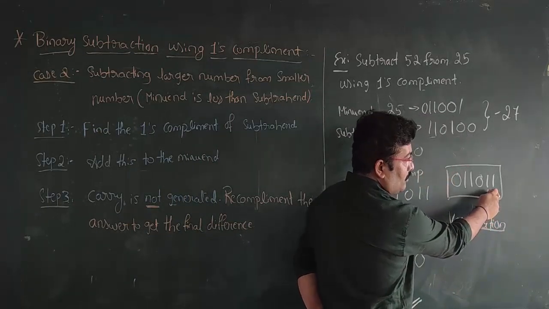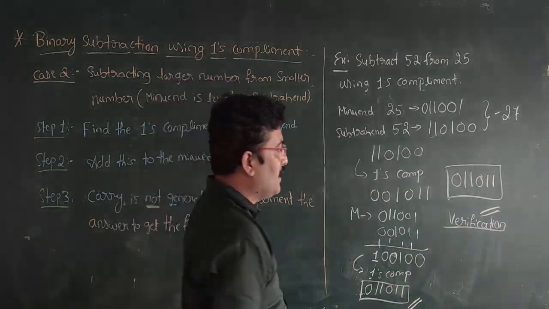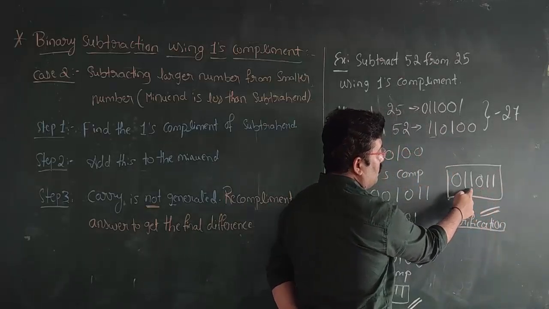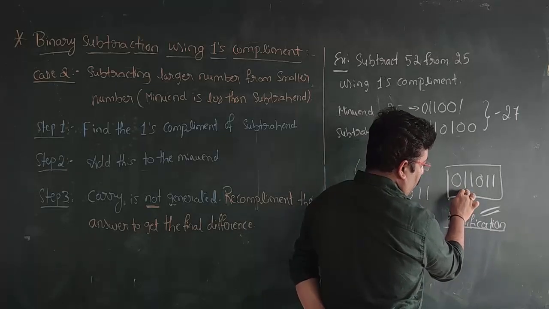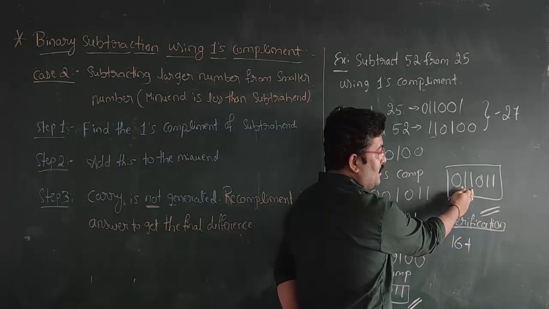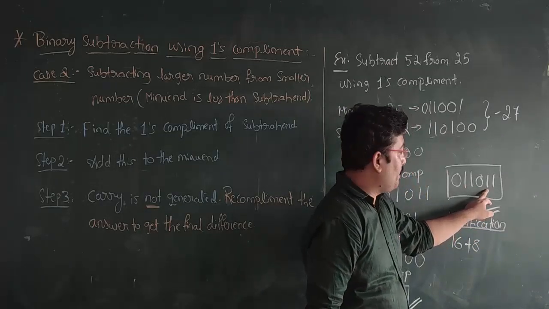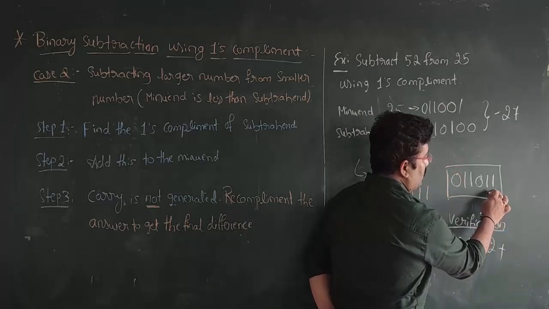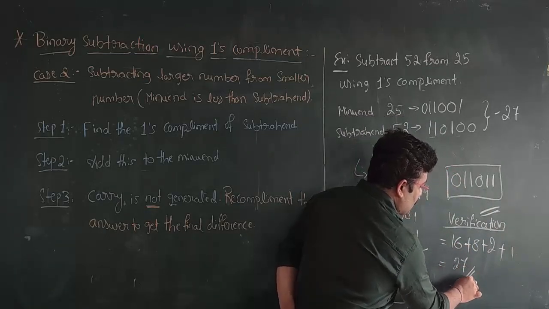So the first value will start from 2 to the power of n. So n is initially 0. So 2 raised to 0, 2 raised to 1, 2 raised to 2, 2 raised to 3, 2 raised to 4 and 2 raised to 5. So 2 raised to 4 means 16 into 1 is 16. So next 2 raised to 3 is 8, 8 into 1 means 8. So 2 raised to 2 is 4, 2 raised to 1 is 2, and 2 raised to 0 is 1. So by adding all this, we will get the answer as 27.